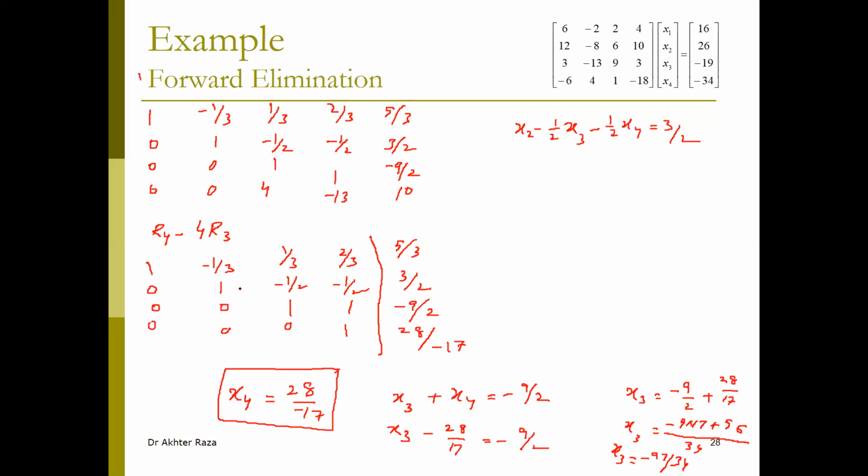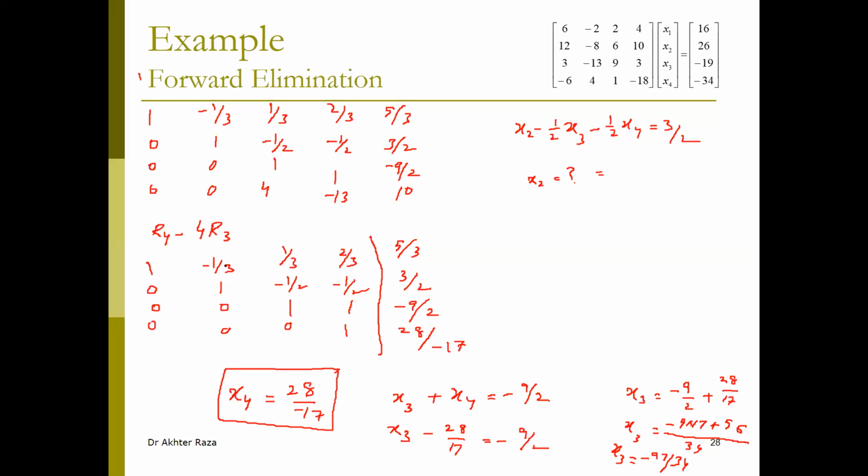0x1 plus 1x2 minus half x3 minus half x4 is equal to 3 by 2. Already we have the value of x4 and x3 here. So put the value of x4 in this equation and put the value of x3 again in this equation, so we will have the value of x2. So x2 is equal to how much? You can calculate the value of x2.